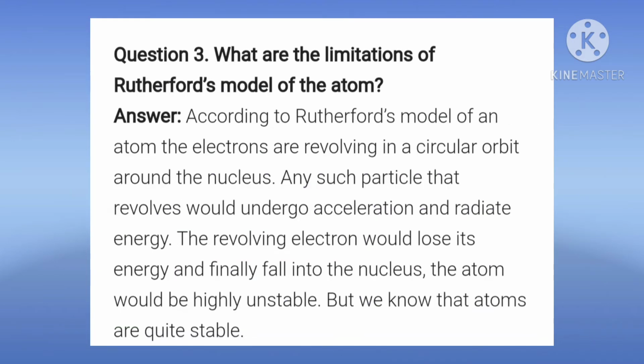Question number 3, what are the limitations of Rutherford's model of the atom? Rutherford took alpha particles and struck them on the nucleus. According to Rutherford's model of an atom, the electrons are revolving in a circular orbit around the nucleus. Any such particle that revolves would undergo acceleration and radiate energy. The revolving electron would lose its energy and finally fall into the nucleus. The atom would be highly unstable, but we know that atoms are quite stable.